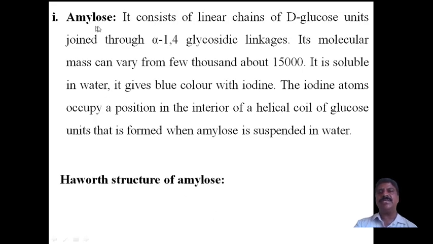Then the first one is amylose. Amylose consists of linear chains of D-glucose units. It contains D-glucose units having a linear structure. Linear means it is a polysaccharide, where more than 10 monomeric D-glucose units are joined together through alpha 1,4 glycosidic linkages.